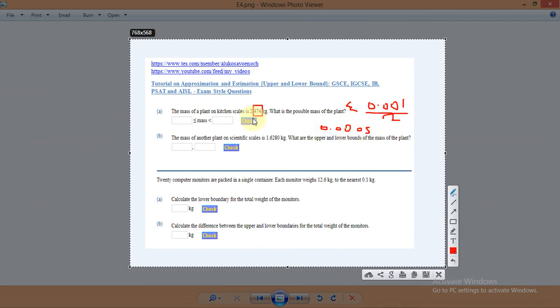So you can finish up now. To get your upper and lower bound, you just have 2.475 minus this. Then do you want me to do everything for you guys? I don't know. Must I do everything? This is tutorial.